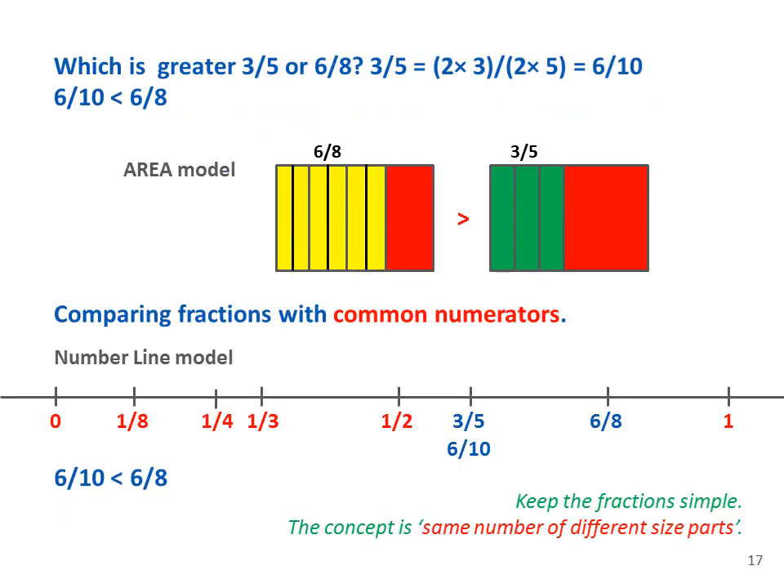Comparing fractions with common numerators can be explored using area models, but always look at the number line. In this slide, we used common numerators just as we use common denominators. Sometimes fraction comparisons are easier with common numerators. Encourage children to look for the easiest conversion, and keep the fractions simple. Remember, the concept that they are learning is the same number of different sized parts.